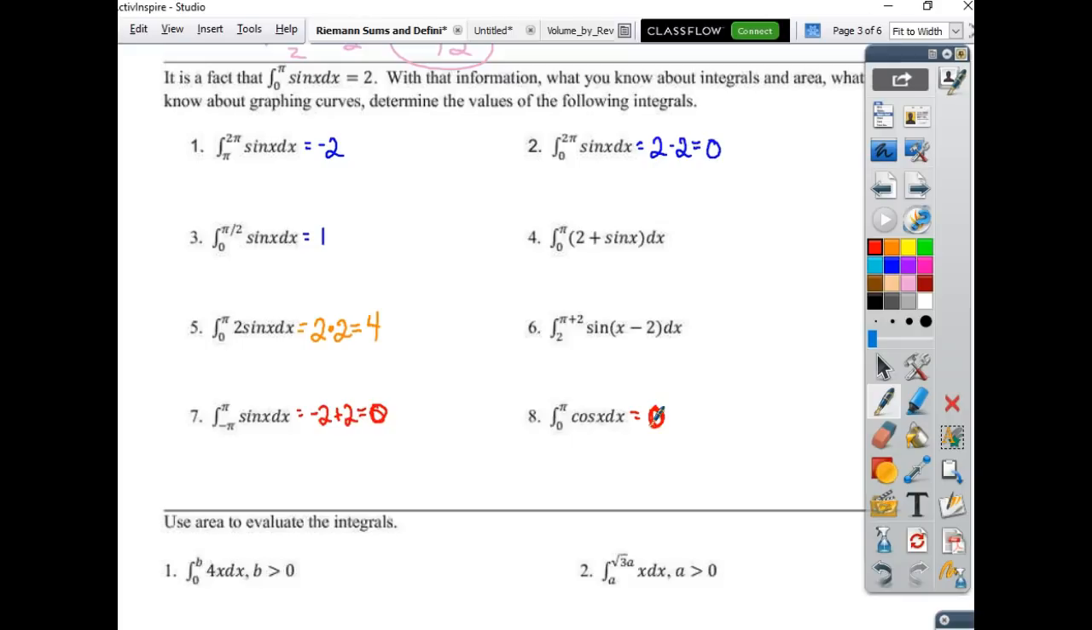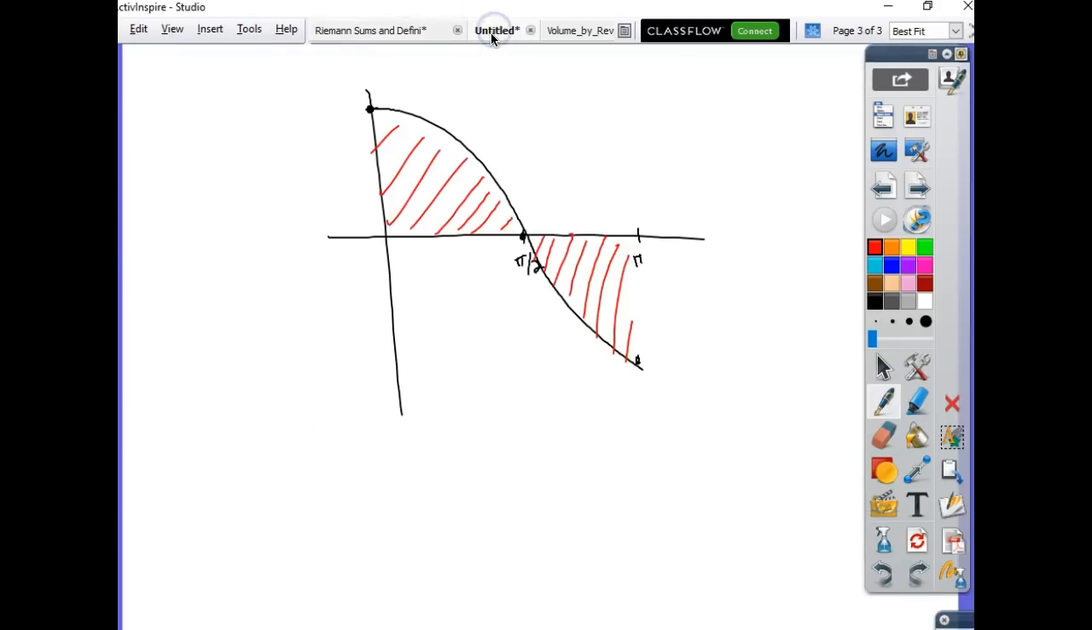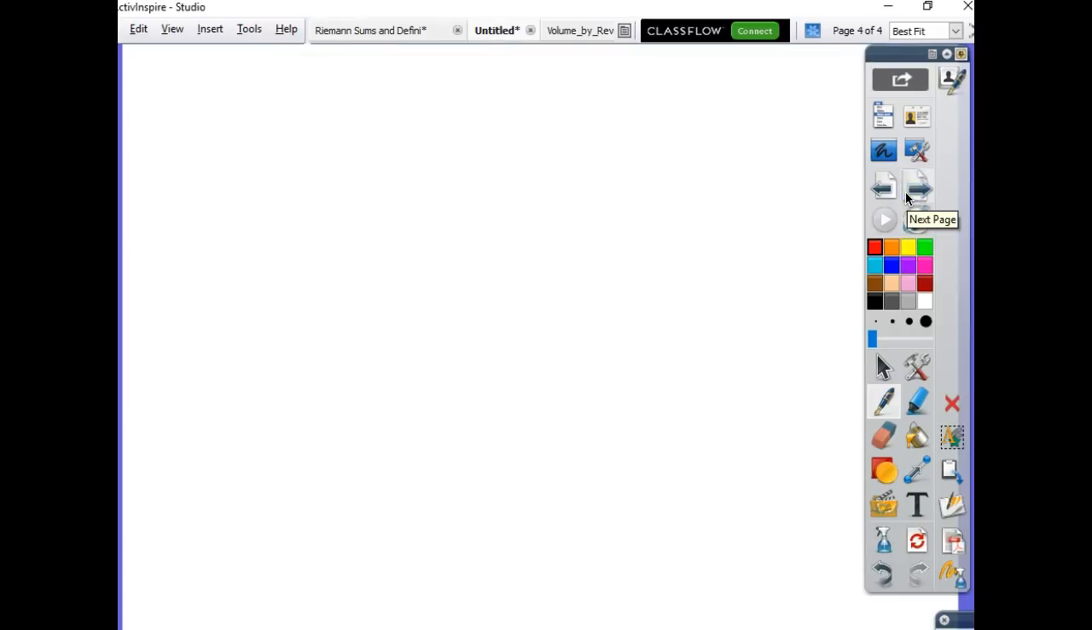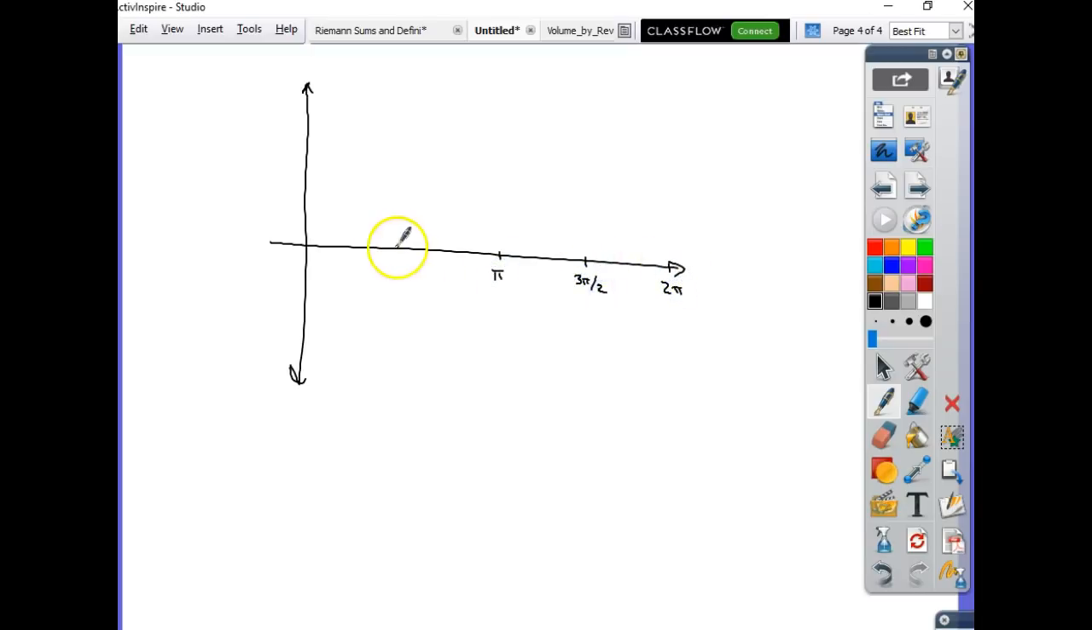So what about 4 and 6? Let's talk about those real quick. So let's draw number 4. 4 was a sine graph, but it was the sine of x plus 2. So that's weird. So I still have all of my normal points. I've got a pi. I've got a 2 pi. I've got a 3 pi halves. I've got a pi halves. Got everything that I would normally want.